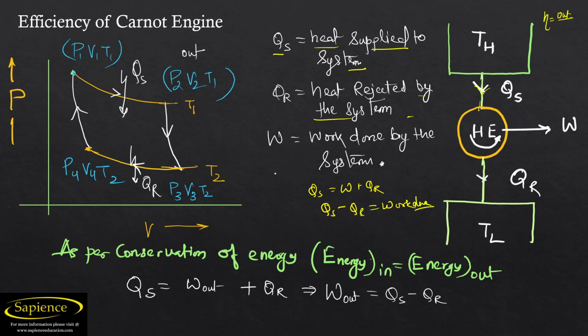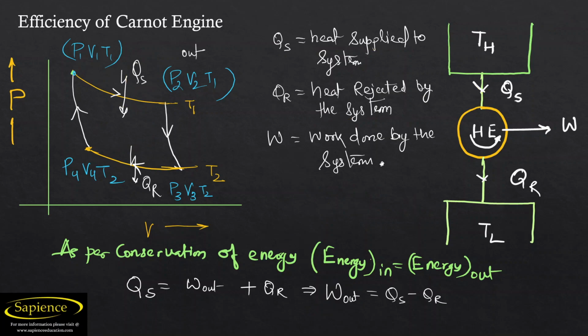Now, if you want efficiency, efficiency means how much energy we are supplying to the whole process. There are 4 processes, that is 1 to 2, 2 to 3, 3 to 4, and 4 to 1. So these are the 4 cyclic processes. In the whole cyclic process, we are giving an amount of energy equal to Qs, and we are getting work output. So if we have the heat supplied and the output, we can easily find the efficiency.